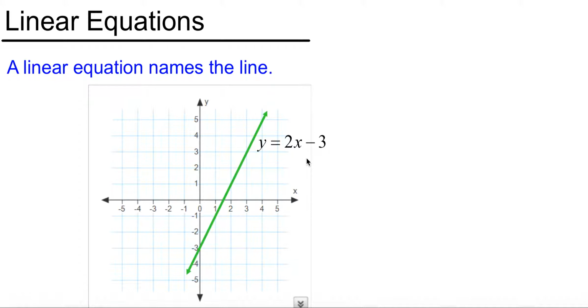In this ACT video, we're going to take a look at linear equations. A linear equation basically names the line. Here I've got the line y equals 2x minus 3. That's the name of this line that we've graphed right here. Now, this equation, y equals 2x minus 3, is in what we call slope-intercept form.